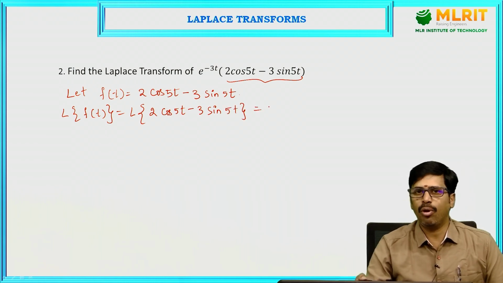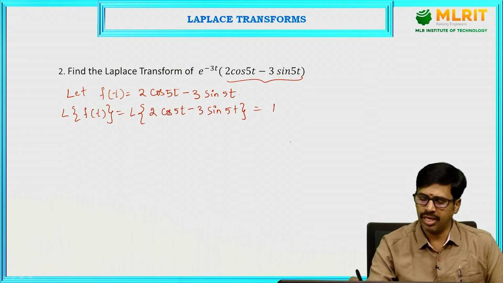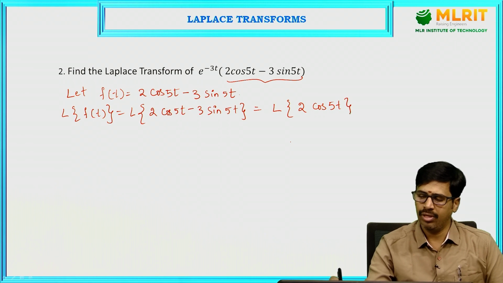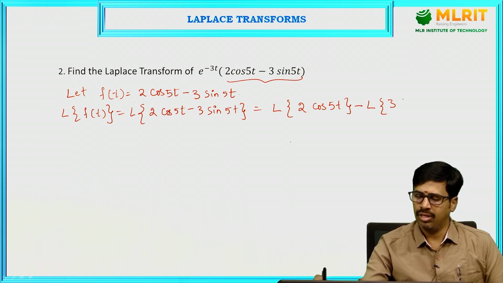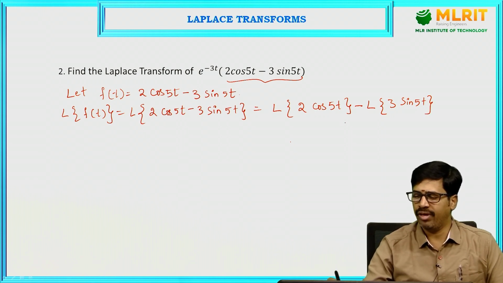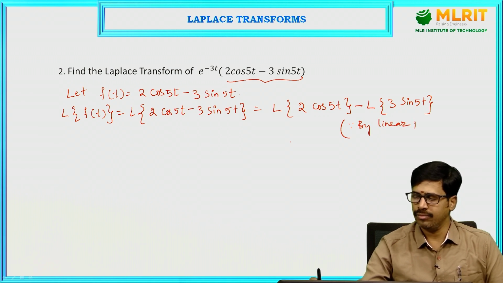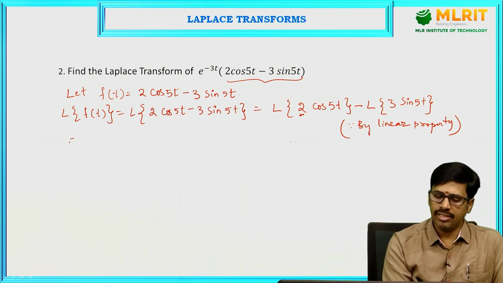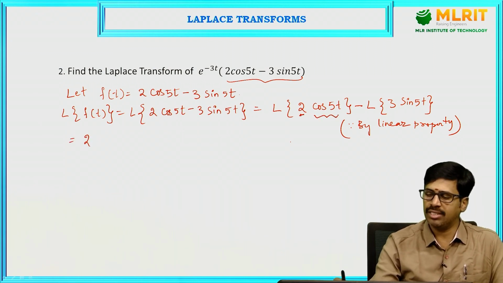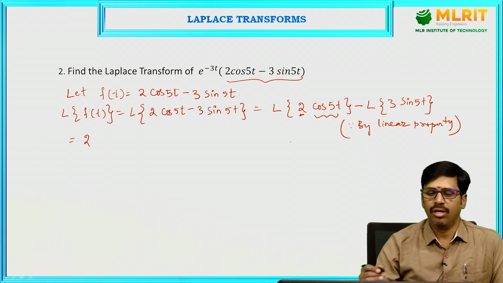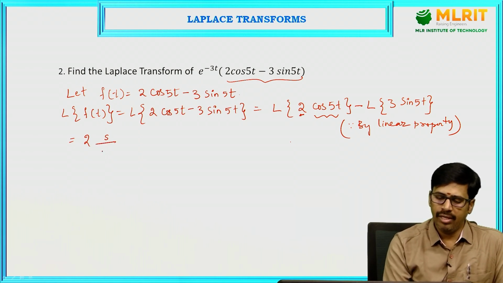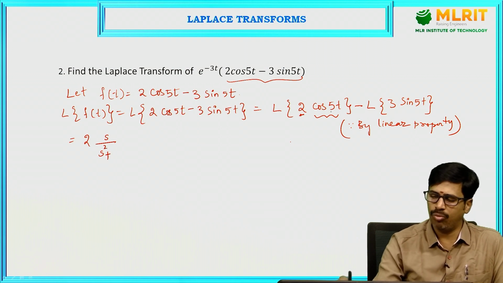So, as per the linear property, we can split this Laplace transform. This can be written as Laplace of 2 cos 5t minus Laplace of 3 sin 5t, by the linear property. Since 2 is a constant, let us take it outside. 2 into what is the Laplace transform of cos 5t? That is s by s square plus a square. Here a means what? 5.